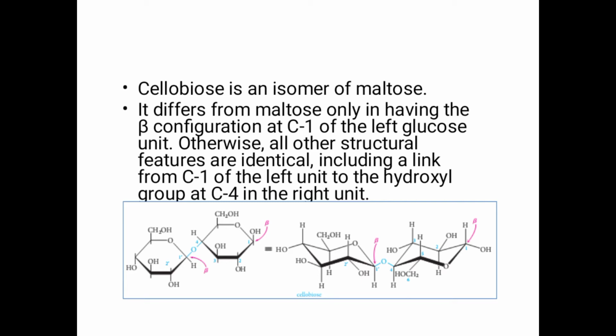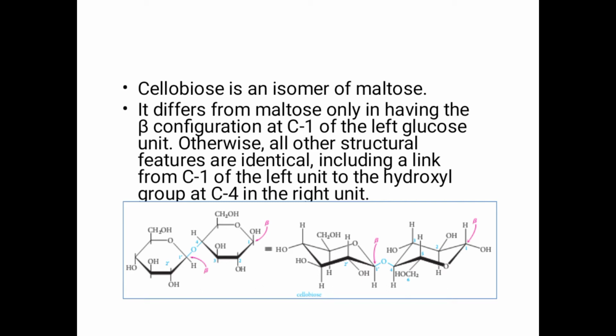Cellobiose differs from maltose only in having the beta configuration at the anomeric carbon, that is carbon number 1 of the left glucose unit. If we see the difference, the hydroxyl group and the CH2OH group are cis to each other, therefore it is a beta isomer. So maltose has alpha D-glucopyranose, two molecules combined together to give maltose, while cellobiose is made of the beta forms, that is beta D-glucose and beta D-glucose combine to give cellobiose.